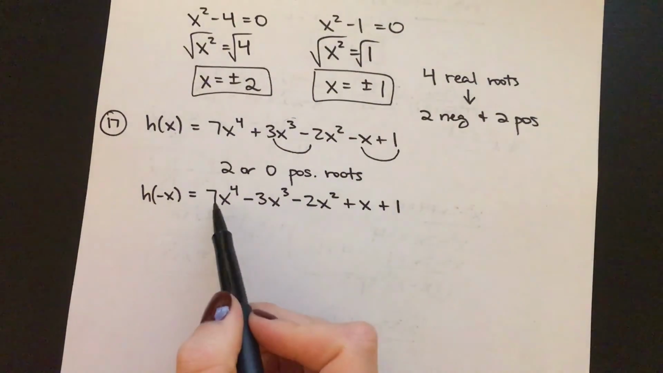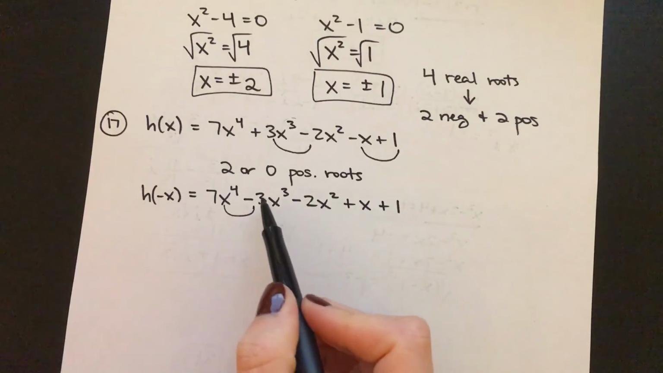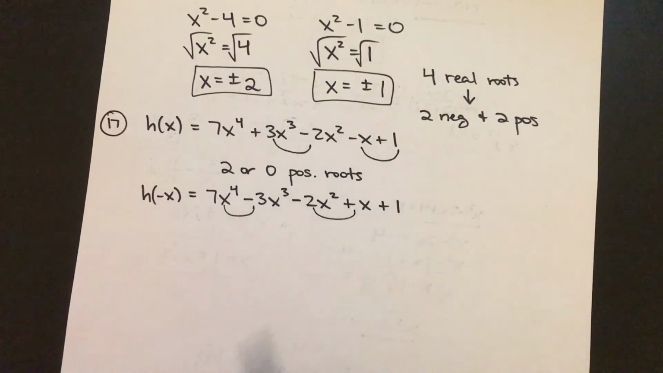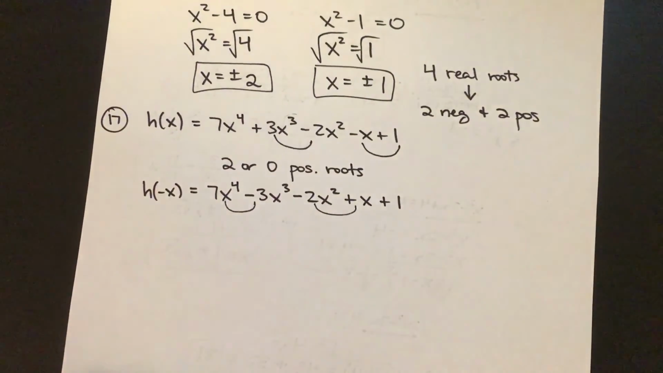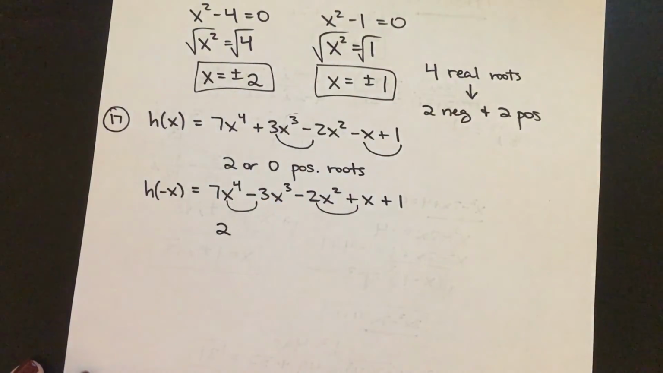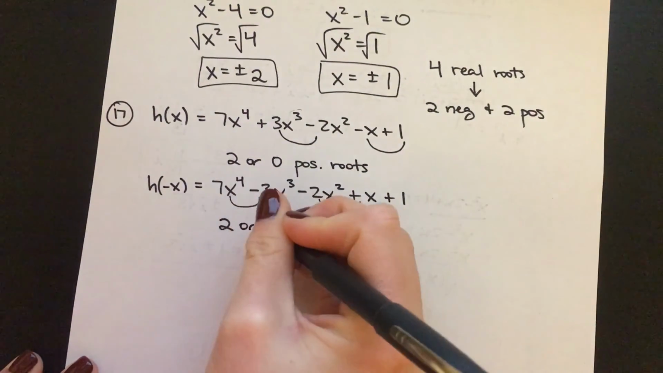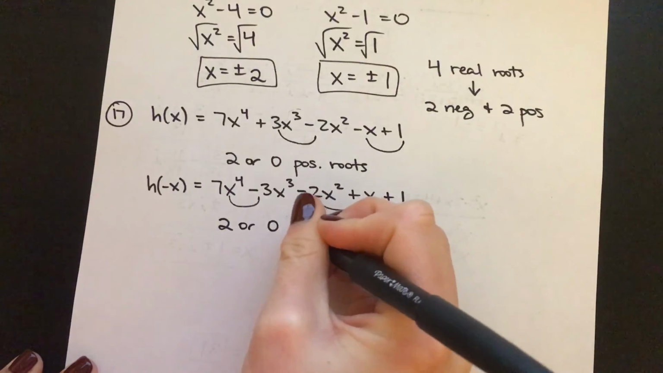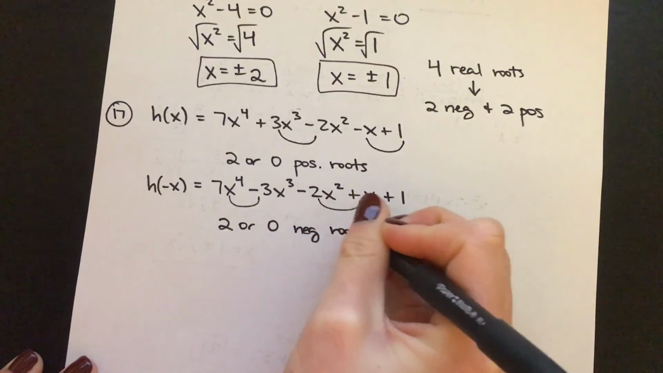So check our sign changes here. Positive to negative, negative, negative. And this one's negative to positive, and positive to positive. So there are 2 sign changes there. Or you could drop back by an even to 0. So those are the negative roots.